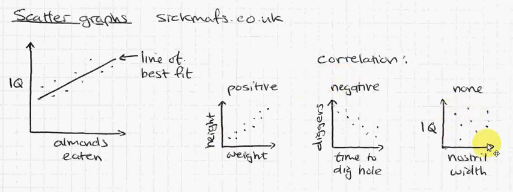And if your dots are all over the place, for example, here's an experiment where they measured the width of your nostril and then checked how clever you are, your IQ, dotted it, and you realize there's no pattern at all. There's no link between these two things. Obviously, there's a pattern going on, but not over here. And that's correlation and scatter graph done for you. Very simple.